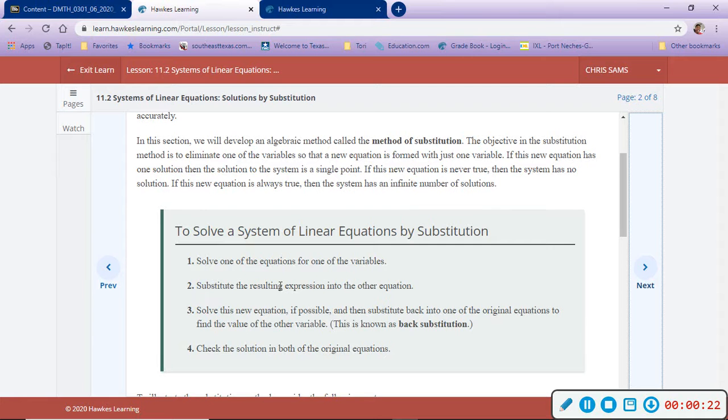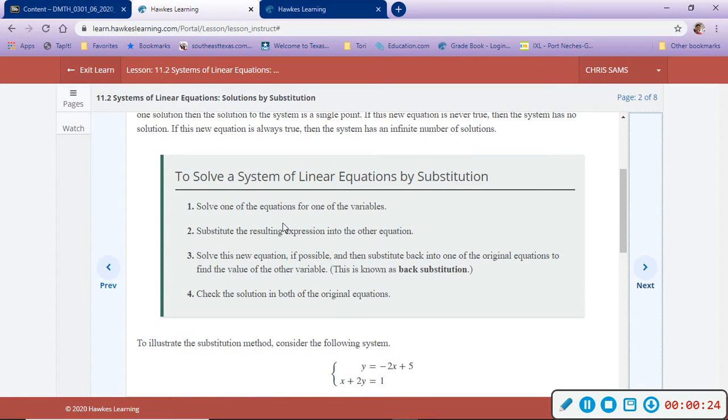Here in this green box, you're going to have two equations. You're going to solve one for either x or y, whichever one is easier. Sometimes one already might be solved in terms of x or y. You're going to take that variable that is isolated and plug it in, it says substitute, into another equation, the second one that you have.